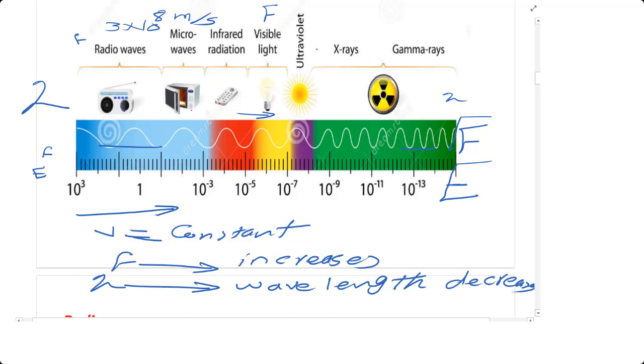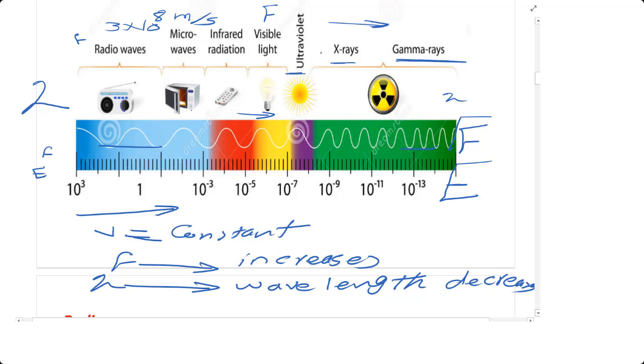So this is a question you have to answer by yourself. If I say, for example, radio, ultraviolet, x-rays, and gamma rays, which one has the greatest energy? I know the energy in this direction increases. So this is gamma rays. So gamma rays have the greatest energy.